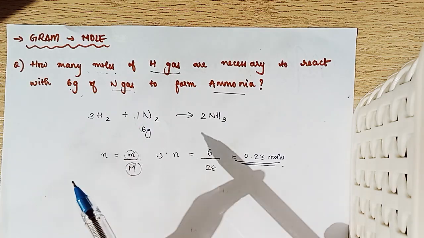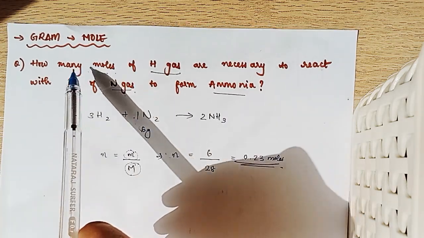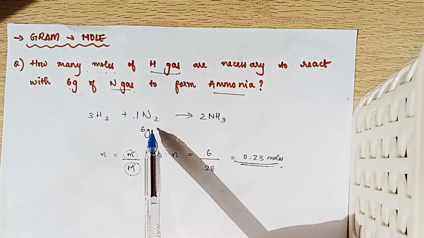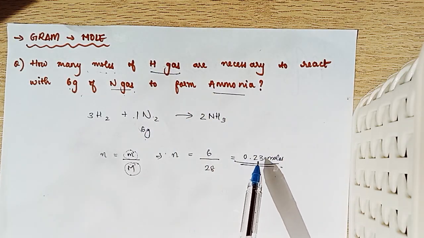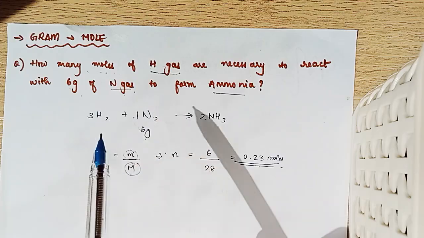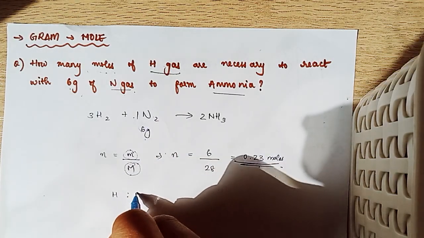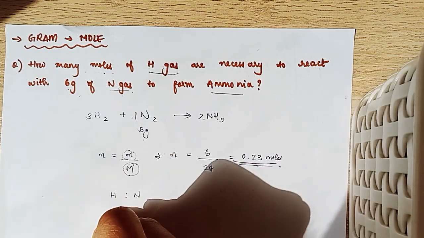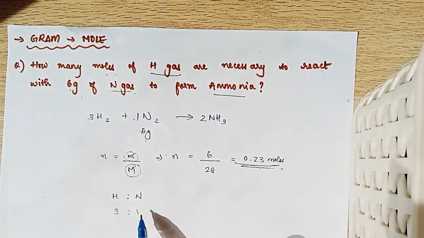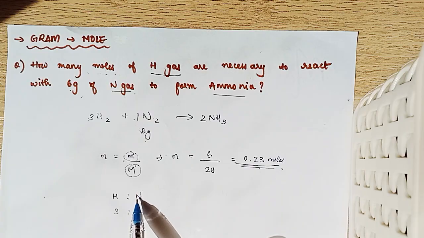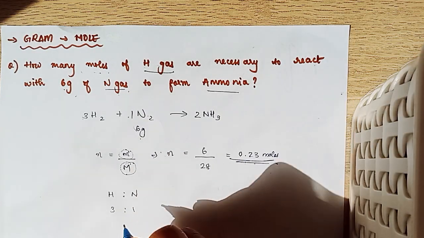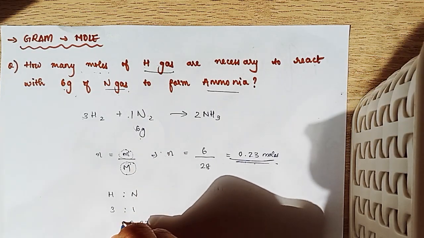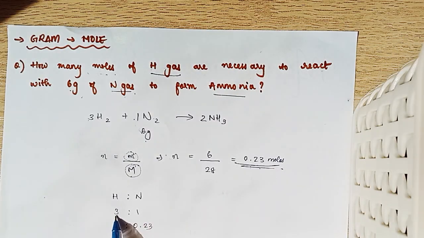Now what do we do? We find the ratio. So we need to find the number of moles of H2 gas. We already have the number of moles of N2 gas. So we take the ratio of H2 and N2. So the ratio of H2 to N2 is, H2 over here is 3 and here is 1. So 3 is to 1. Now we have the number of moles of N2, which is 0.23. 0.23 is to, what is the number of moles of H2 gas?